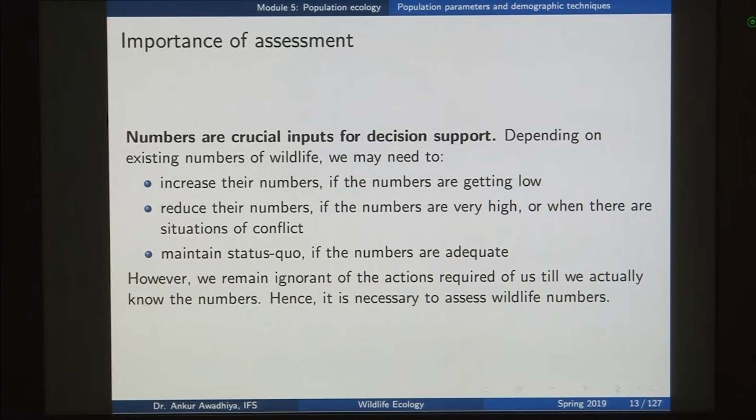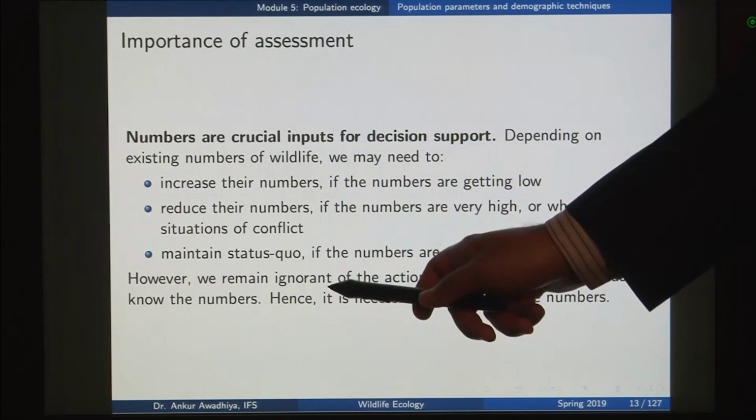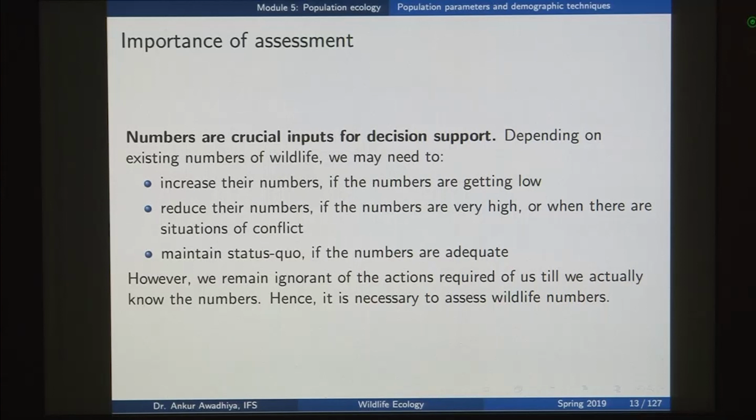However, we remain ignorant of the actions required of us till we actually know the numbers. Do we want to increase, reduce or maintain status quo is something that we will only know if we know the number of tigers that exist and the number of tigers that we want. So this makes assessment of the animal populations extremely important.